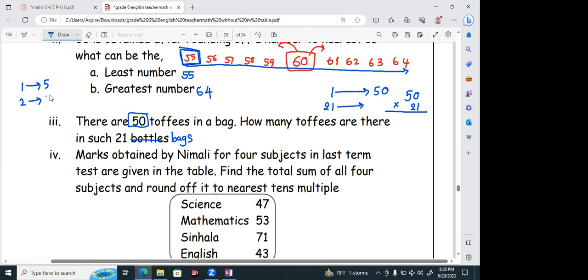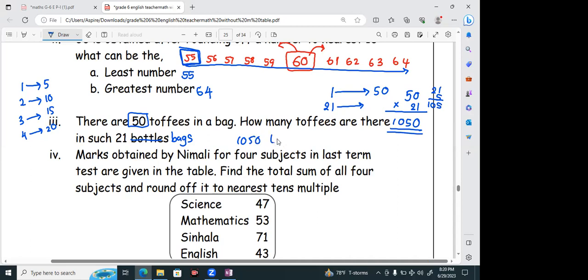Multiply. 2 times 5, 10. Bag 3, 3 times 5, 15. Bag 4, 4 times 5, 20. Likewise, here in one bag there are 50 toffees. In 21 bags, then what do you have to do? Multiply. 21 multiplied by 5, it is 105. That means 1050 rupees are there, no?